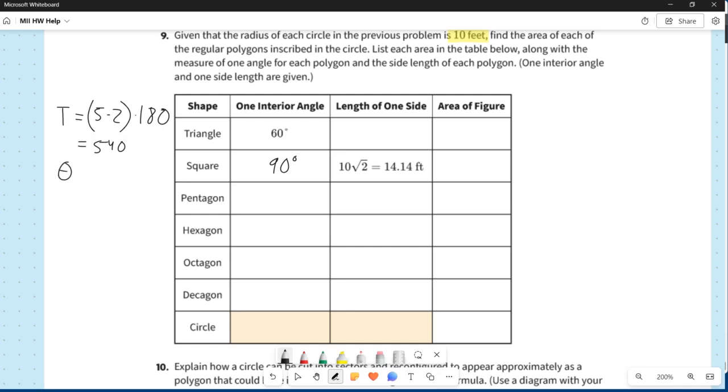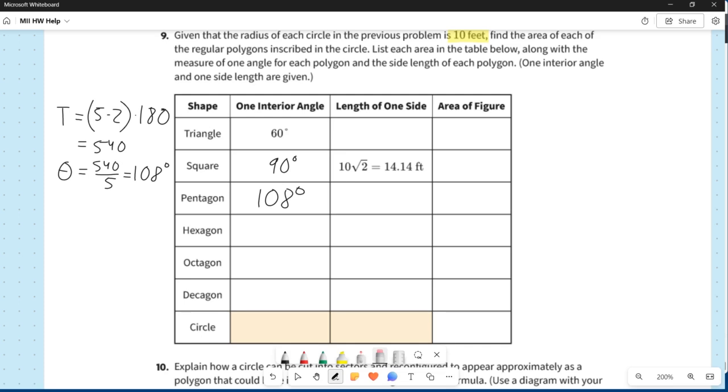If I want the measure of one angle, which I'll represent with the Greek letter theta, I can take my total of 540 and divide by the number of angles, which is 5, because with a pentagon you have 5 interior angles. 540 divided by 5 is 108. So for the pentagon, one interior angle is 108.